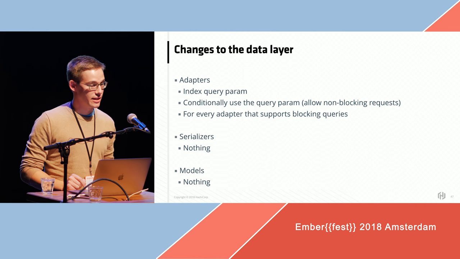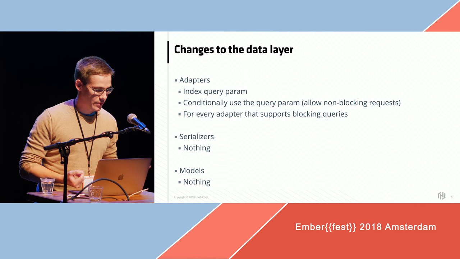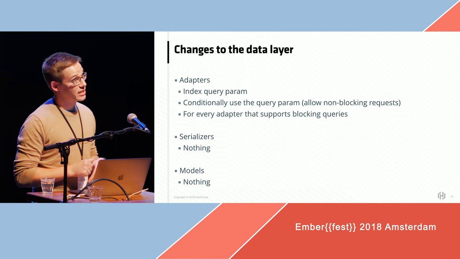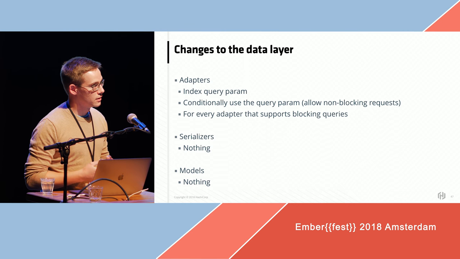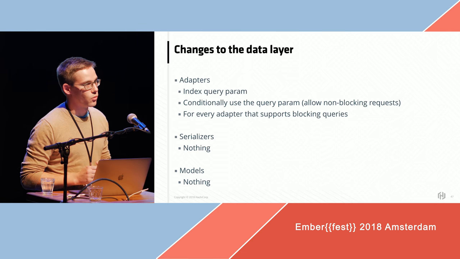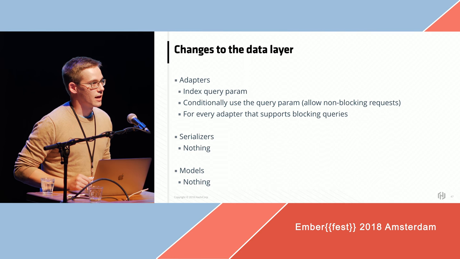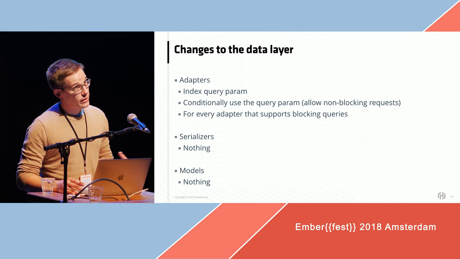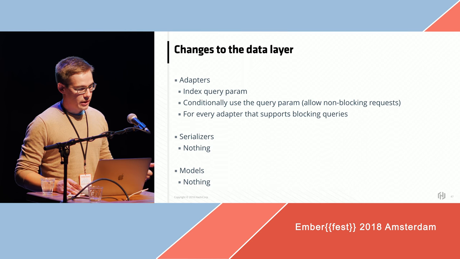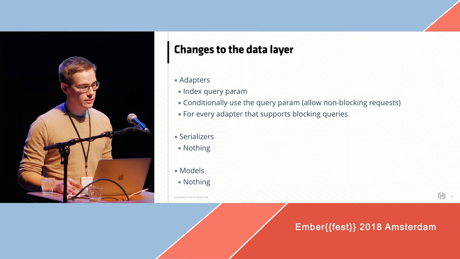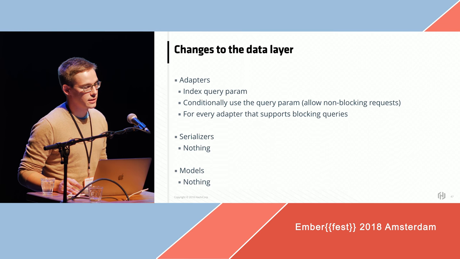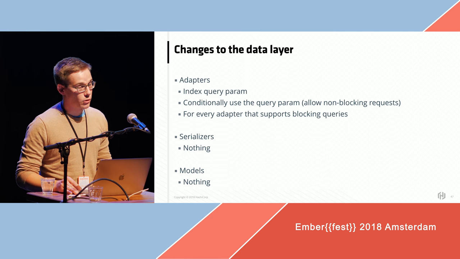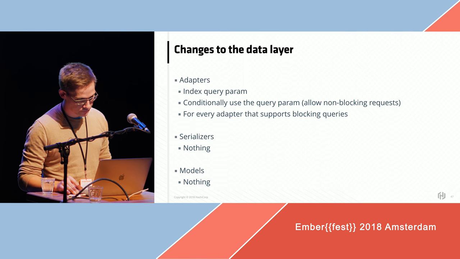So we need to make changes to the data layer. The data layer includes our adapters, our serializers, and our models. We need to make changes to the adapters because that deals with URLs. And we actually don't need to make changes to the serializers or models because it turns out someone thought to make Ember Data nice, so now the abstractions make sense here. For the adapters, we need to introduce this index query param, but we only want to conditionally use it because we want to allow for non-blocking requests as well. And for every adapter that supports blocking queries, we're going to need to make this change.